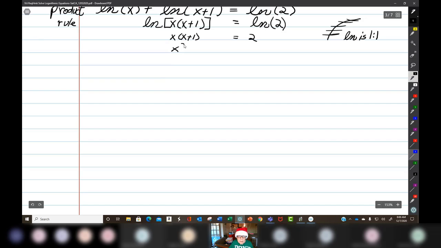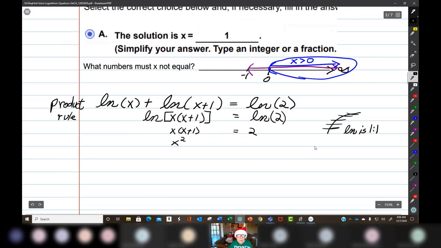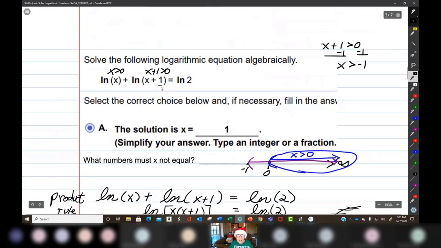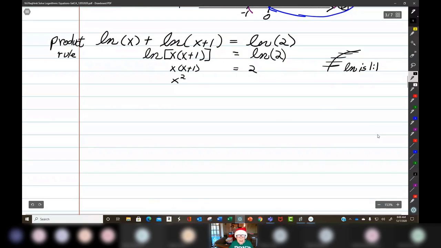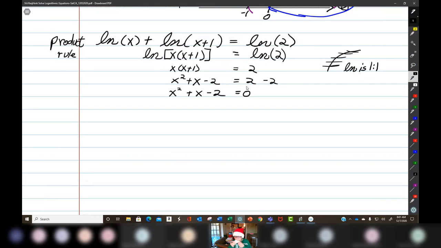x squared. Did I copy that correctly though? It is x plus 1. Okay, fine. X squared plus x equals 2. Subtract 2 from both sides. X squared plus x minus 2 equals 0.